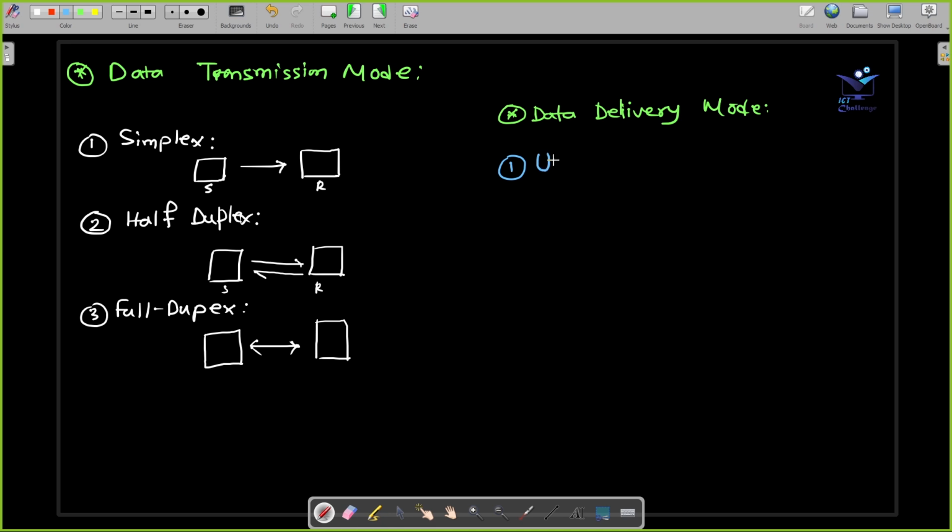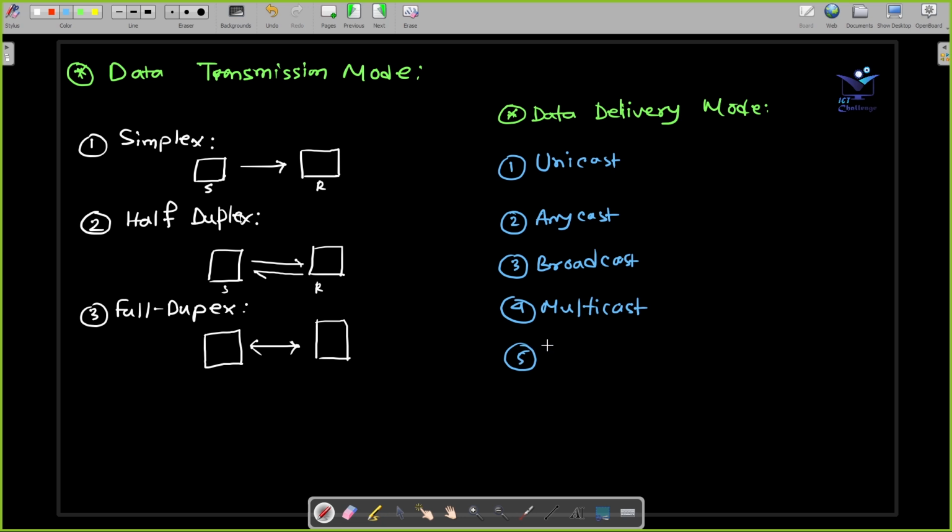The classification of simplex, or the classification of data delivery mode, can be of many types. One is the unicast system, which is a kind of data delivery mode or kind of simplex system. Second, anycast, third, broadcast, fourth, multicast, and fifth, geocast. Those are the data delivery modes. We have many data delivery modes, but here we have 5 in our textbook, so we have to read just these 5.